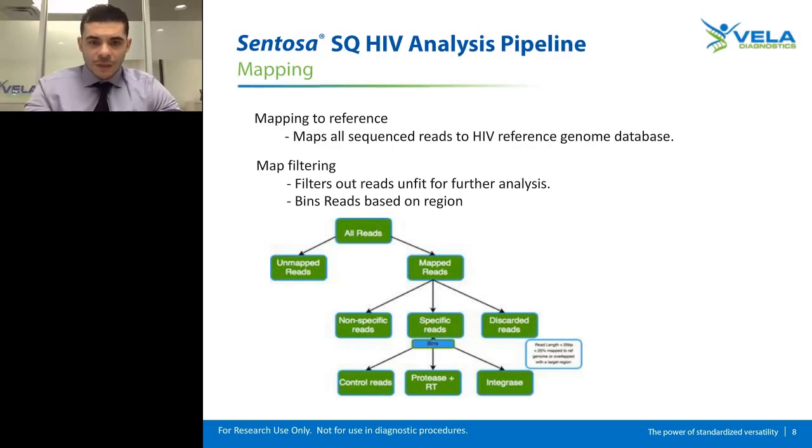We then take a look at the mapped reads here. In mapped reads, we do a subsequent filtering based off of where they've been aligned to. So we have non-specific reads here. These are reads that have not aligned to any of the regions that we are looking for. So non-specific reads are reads that haven't aligned to either the control, protease and RT, and integrase regions. Discarded reads are reads that have a length of less than 25 base pairs, or less than 25% of the read has aligned to any of the regions.